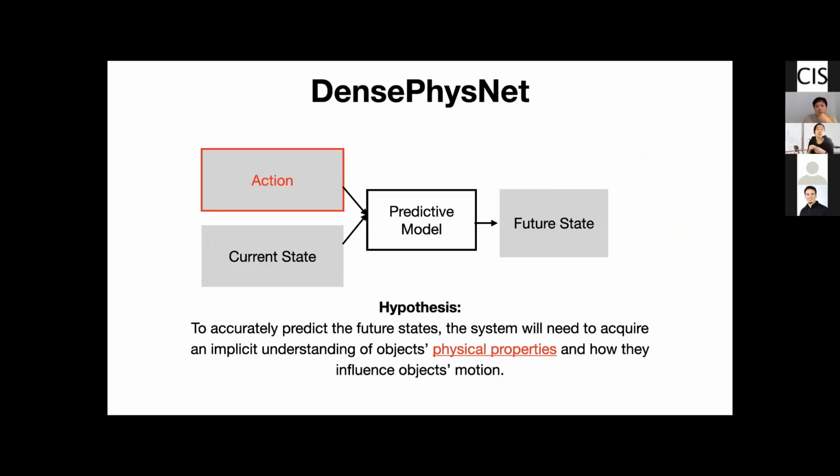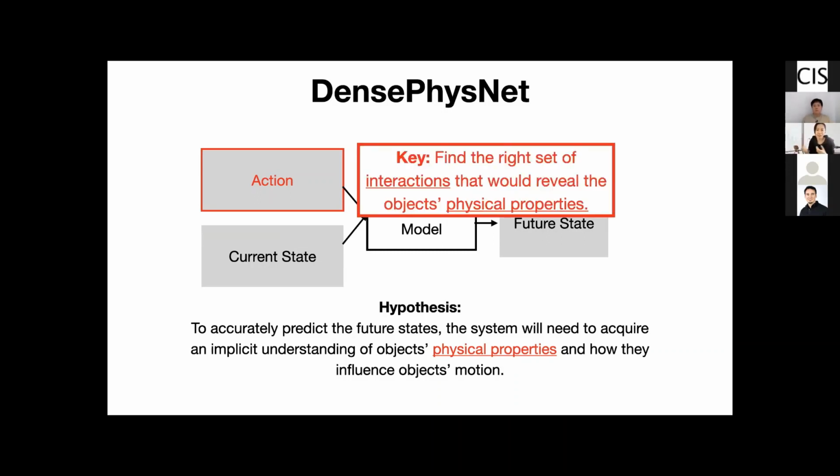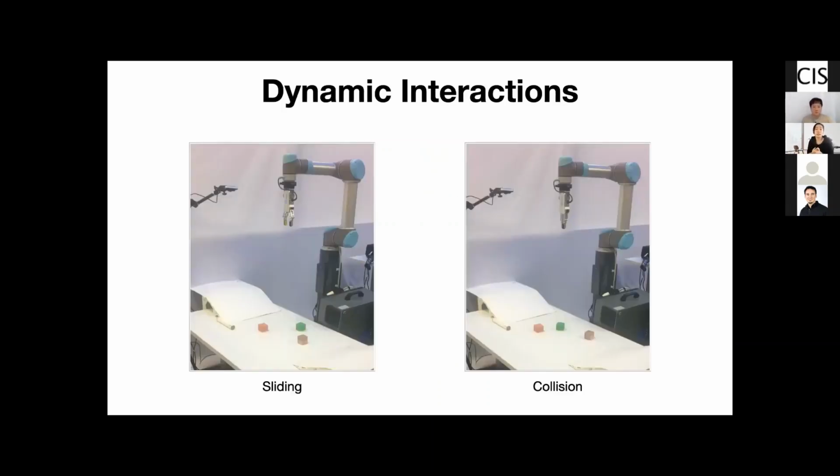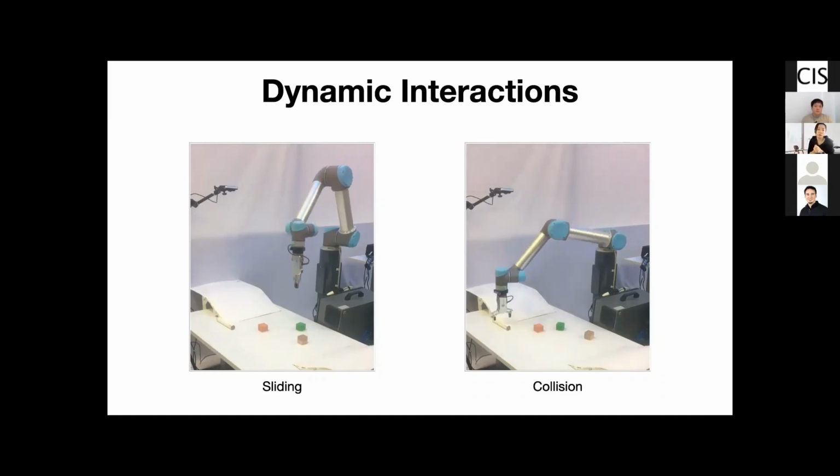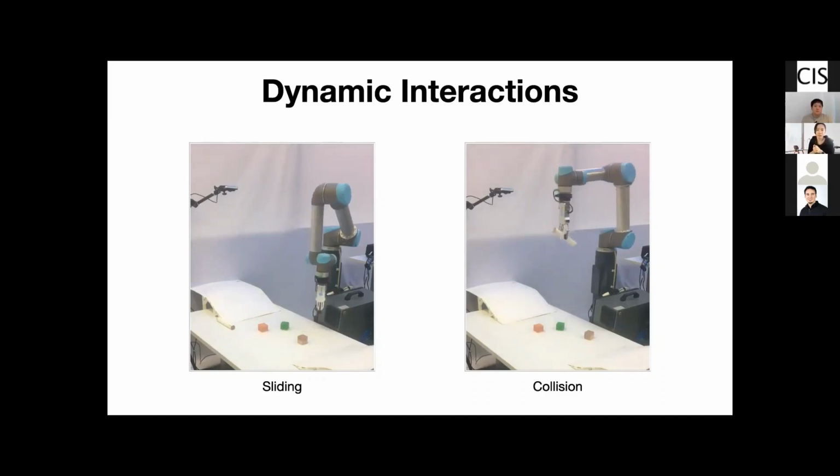But of course, in order for the network to really learn about the physical properties, we need to be careful about the action selection. Again, quasi-static interaction will not give us enough information. So we designed two types of dynamic interaction, which are sliding and collision. Here is how the robot executes those actions.